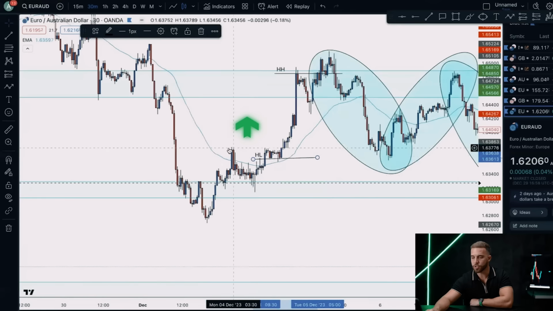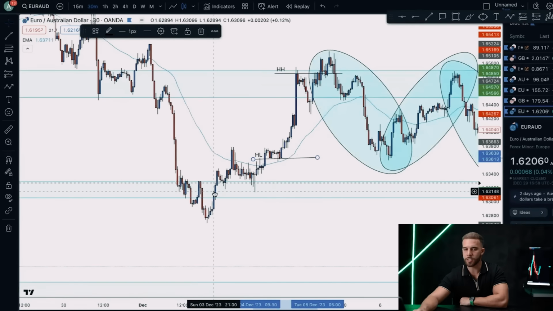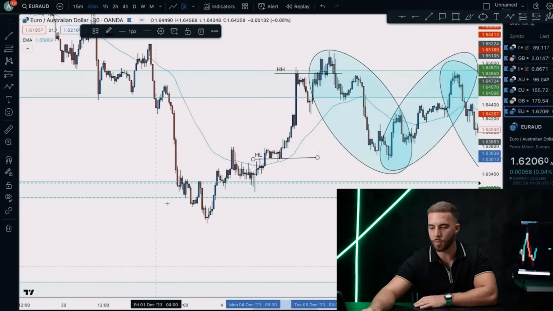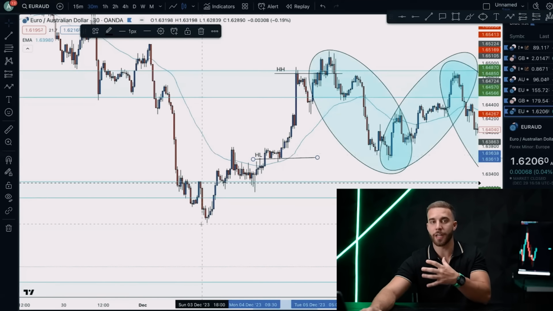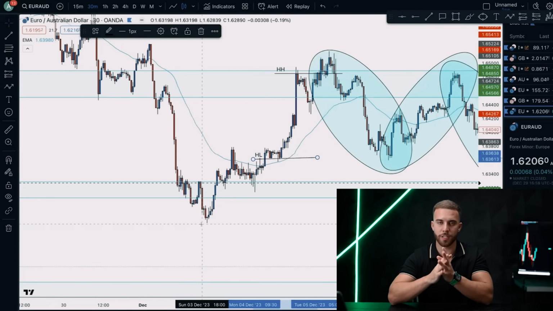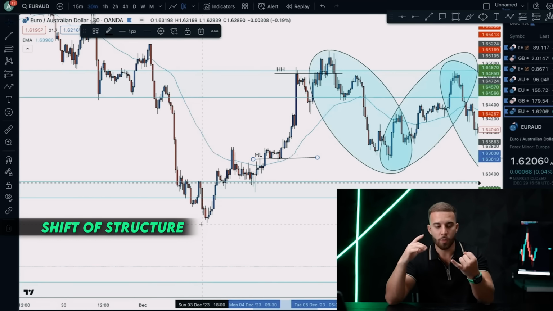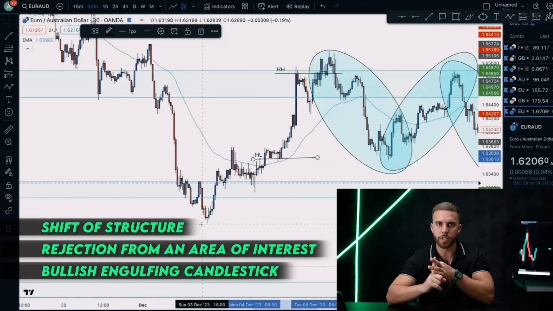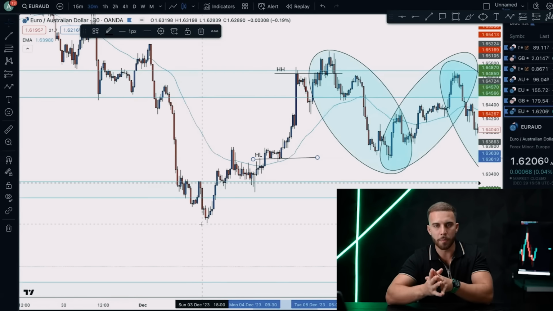So you could have entered the trade right here beautifully once it broke and retested this shift of structure. This is how you could have used the shift of structure to enter the trade, because you can see how now we've come into a strong level of support and we have shifted the structure. So this is your indication to you like, okay, this bearish move to the downside has completely stopped. So now we have a shift of structure, we have rejection from an area of interest, we have a bullish engulfing candlestick. This is a good high probability trade to take.